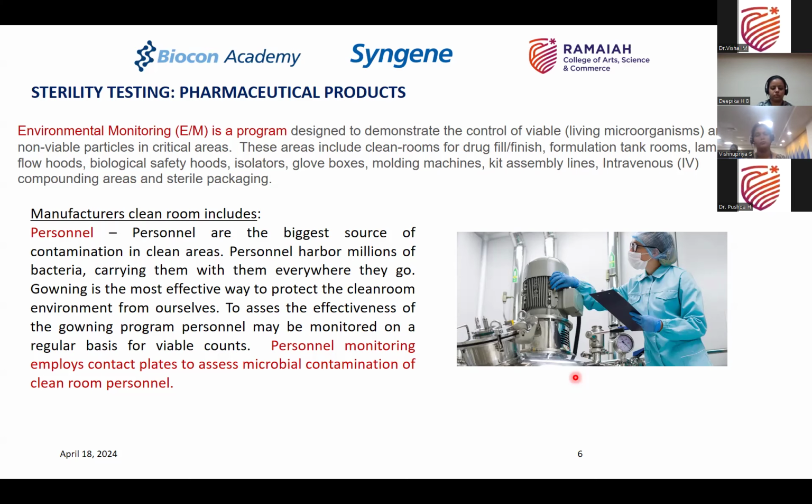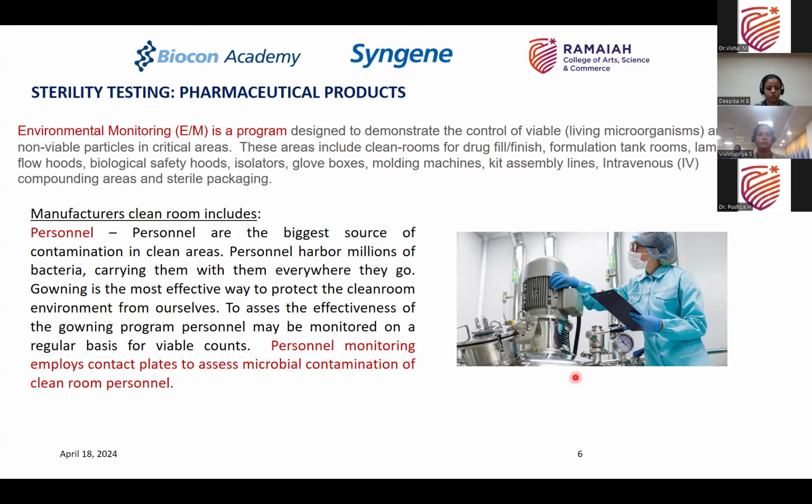These areas include the region where we are working: the clean room, or it could be a formulation tank room, laminar airflow hood, biological safety hoods, isolators, gloves, molding machines, kit assembly lines, etc. These are the regions where we are actually working with pharmaceutical products, especially for sterility testing. So we have to monitor these environments.